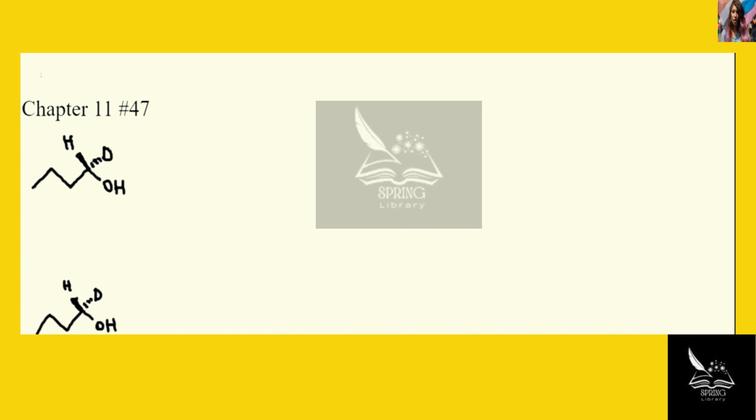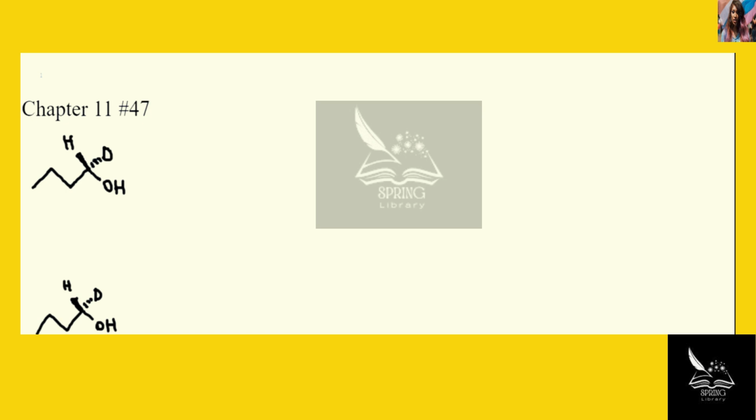This is the answer to Chapter 11, problem number 47 from the Smith Organic Chemistry textbook. And this problem says, what reactions are needed to convert alcohol A into either alkyne B or alkyne C?